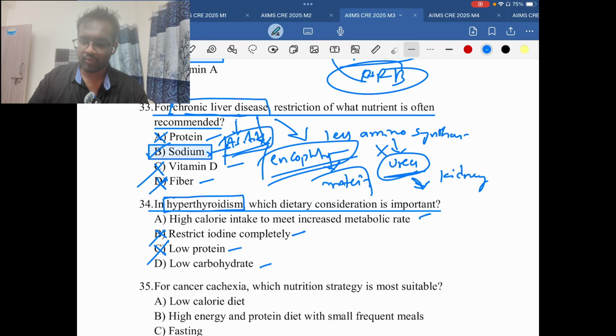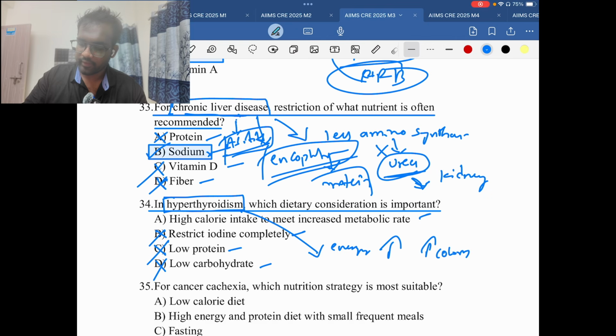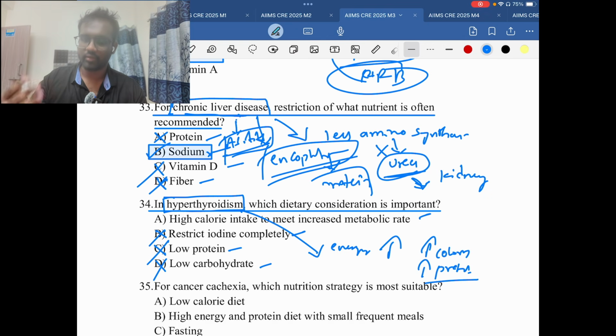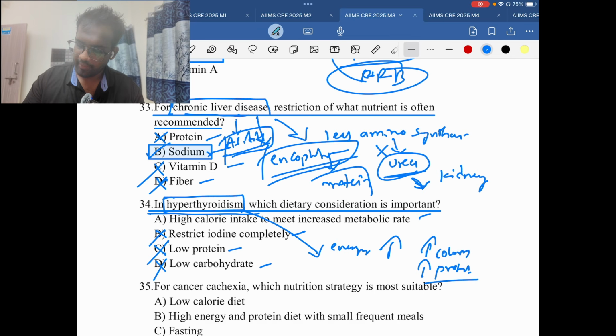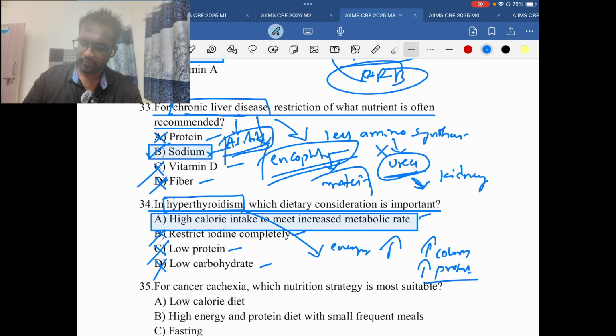We don't provide low protein because it's hyperthyroidism. There is a loss of muscle mass also, because the metabolism is more. And we don't even provide low carbohydrate. We usually provide high carbohydrate. In hyperthyroidism, there will be severe energy requirement due to the increased metabolic rate. To maintain this, we provide a high calorie diet and high protein diet to maintain the muscle mass and to maintain the metabolism. So the answer will be high calorie intake to meet increased metabolic rate. So answer is A.